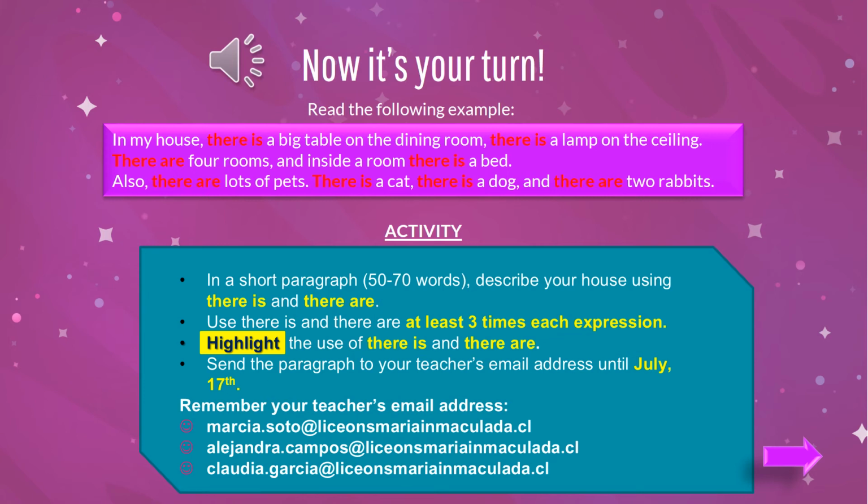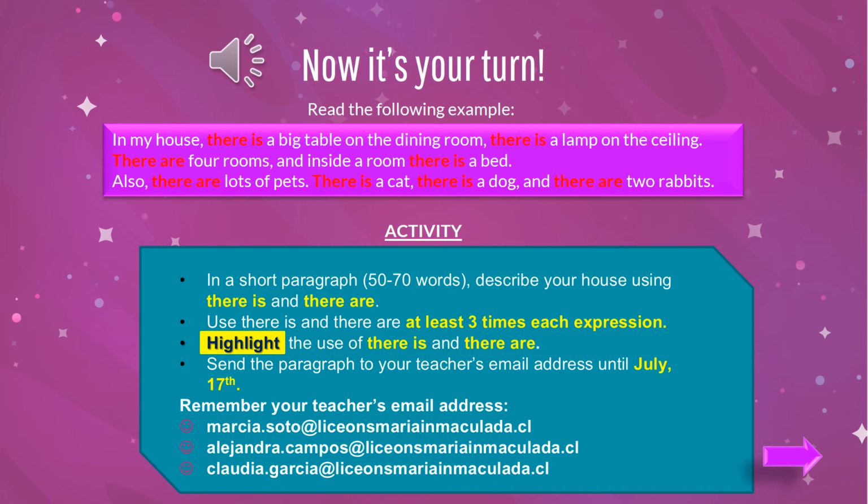Also, you have to highlight the use of there is and there are. Como en el ejemplo, there is y there are están destacados o están con otro color. En esta actividad tienen que hacer lo mismo. Highlight, destacar the use of there is and there are. You have to send this paragraph to your teacher's email address until July 17th. Tienen hasta el 17 de julio para enviar esta actividad a los mails de sus profesoras.